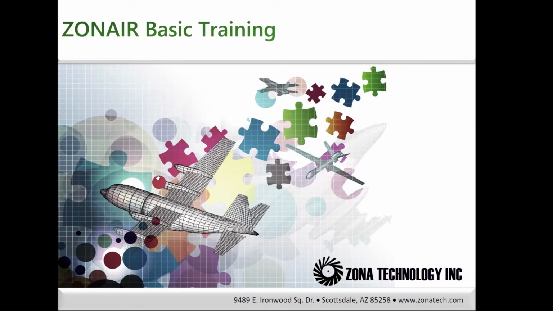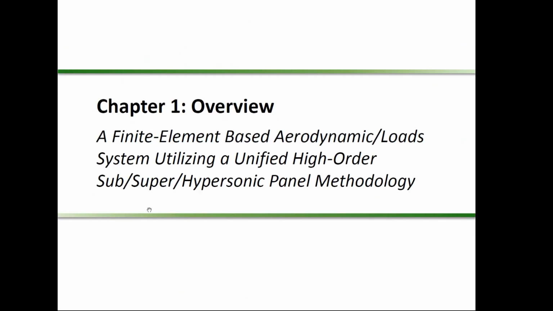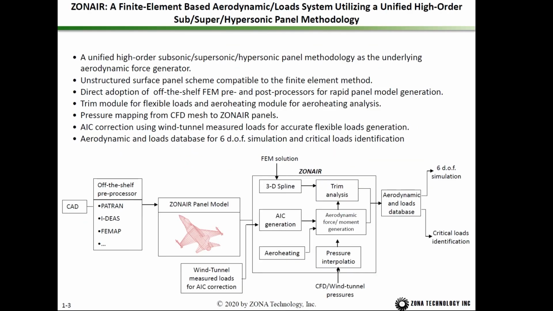ZONAIR training. The ZONAIR training consists of 12 chapters. The first chapter is the overview of ZONAIR, and ZONAIR uses a unified high-order subsonic, supersonic, and hypersonic panel methodology as the underlying aerodynamic force generator.